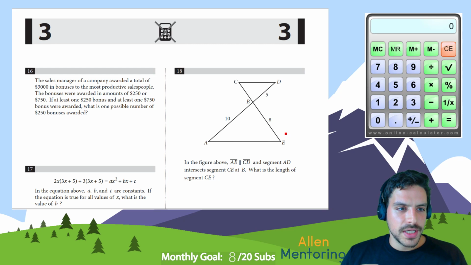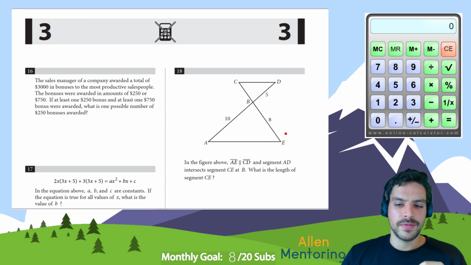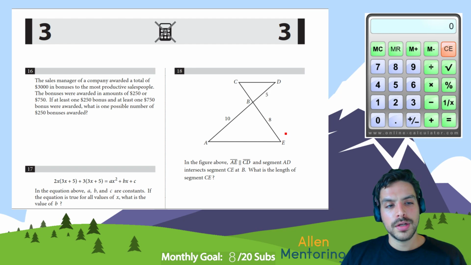All right, number 16. The sales manager of a company awarded a total of $3,000 in bonuses to the most productive salespeople. The bonuses were awarded in amounts of $250 or $750. If at least one $250 bonus and at least one $750 bonus were awarded, what is one possible number of $250 bonuses awarded? All right, so that's pretty easy.